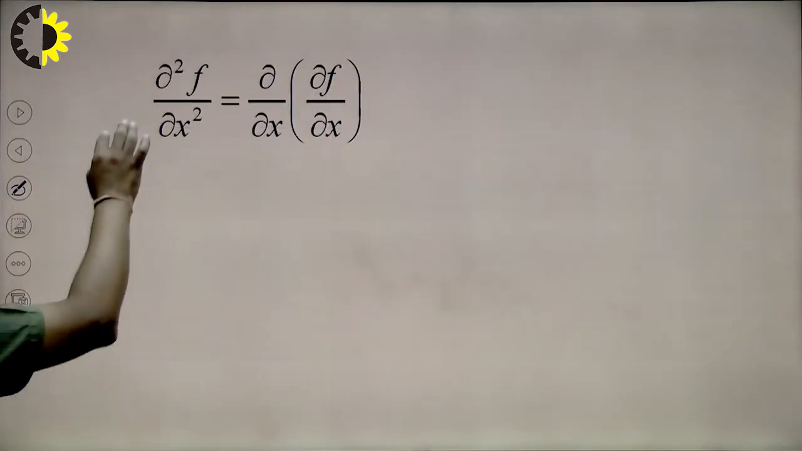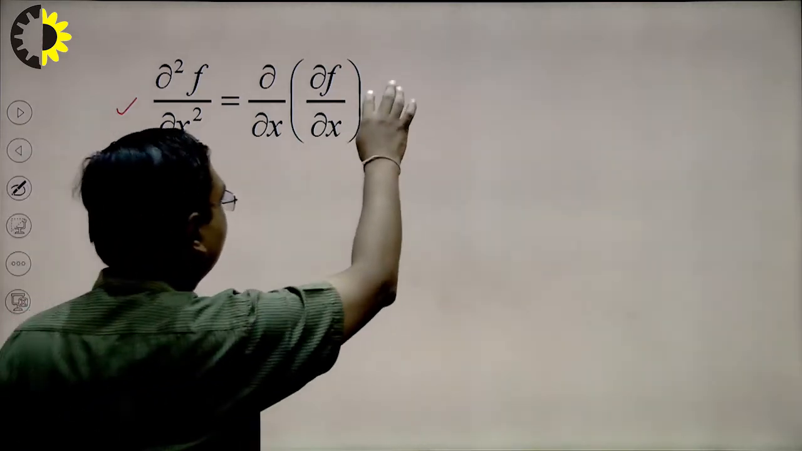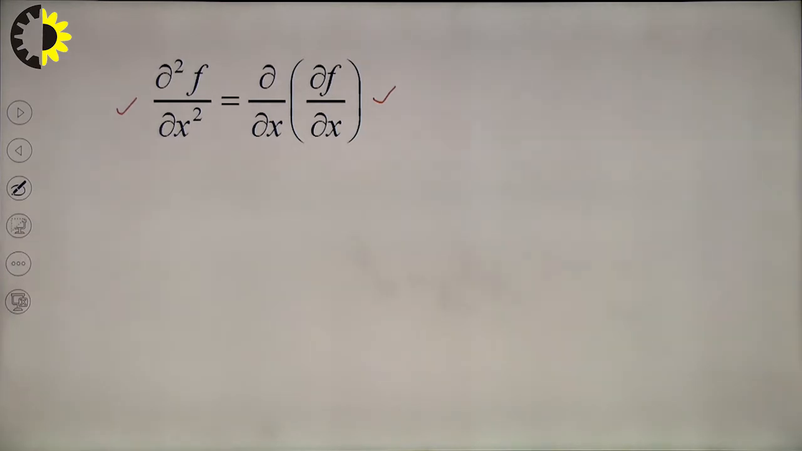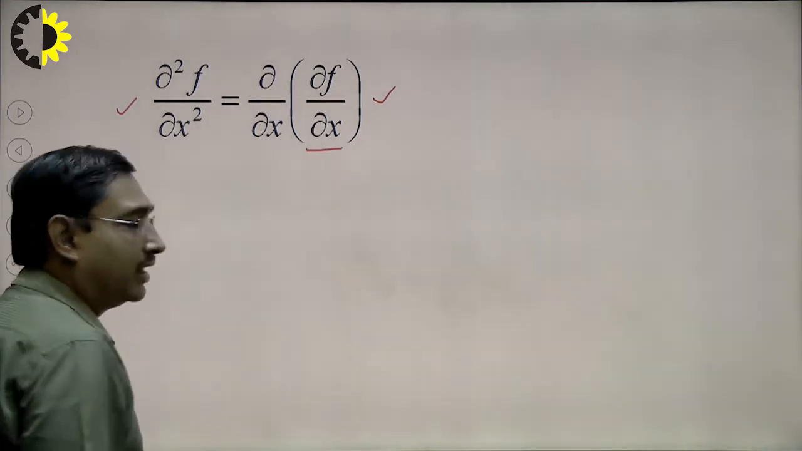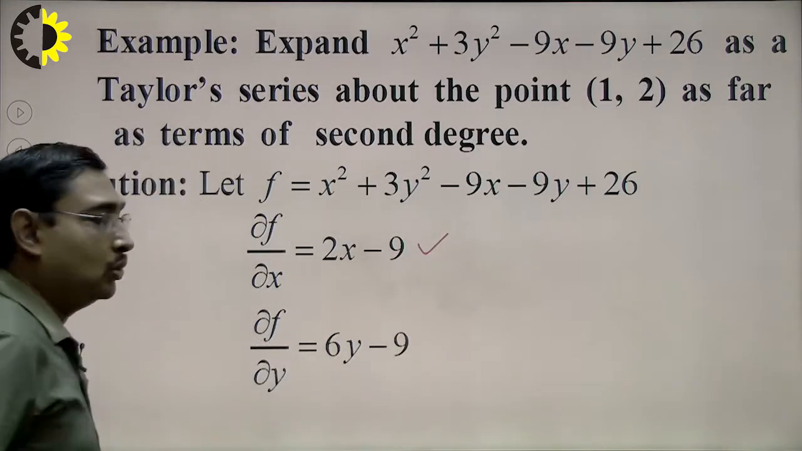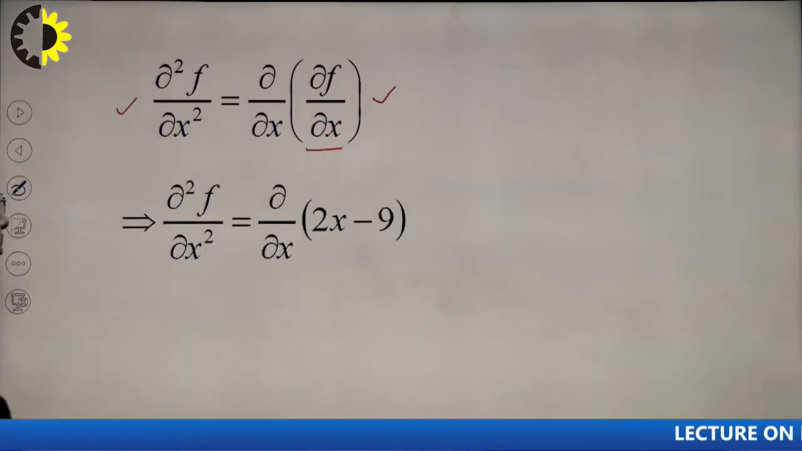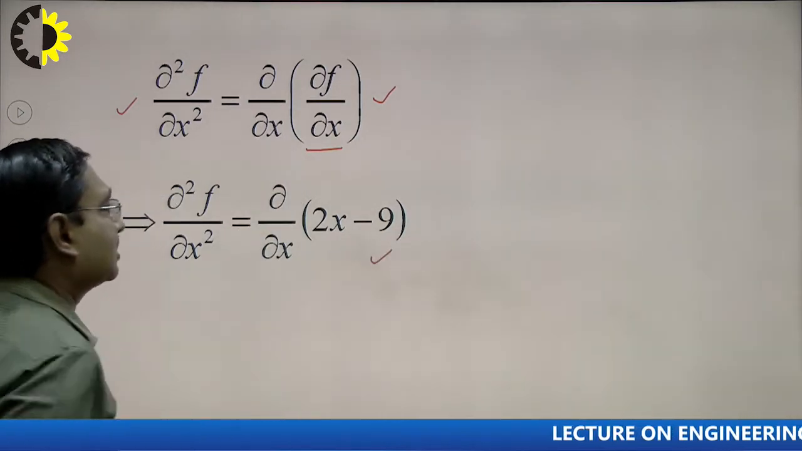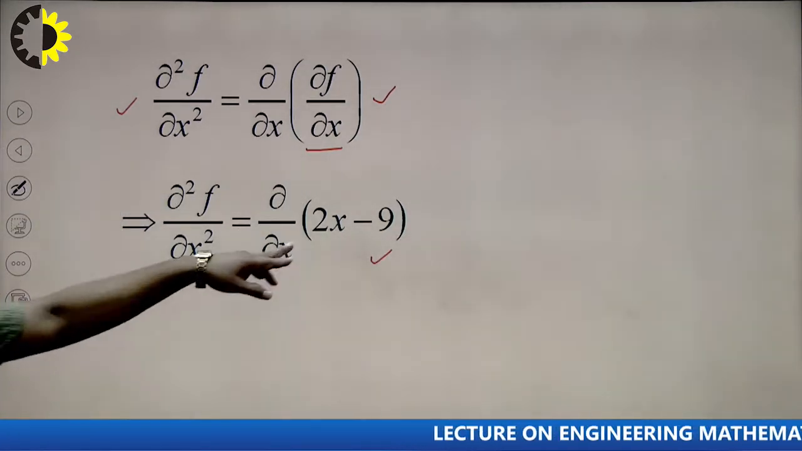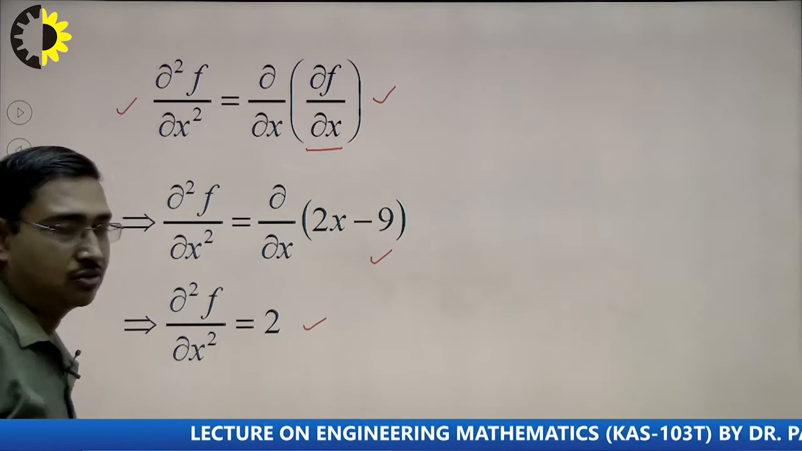Now, we move towards higher derivatives. The first derivative of second order is del 2f over del x square. This del 2f over del x square is nothing but del over del x of del f over del x. This del f over del x was calculated in the previous slide. Its value was 2x minus 9. So, this value will be substituted in place of del f upon del x, and it gives del over del x of 2x minus 9. Differentiating it, I obtain del 2f over del x square equals 2.